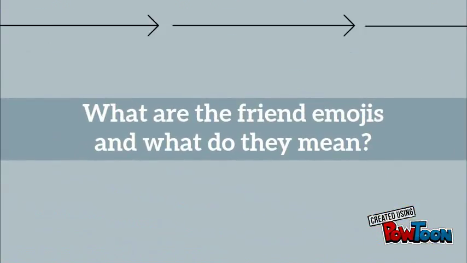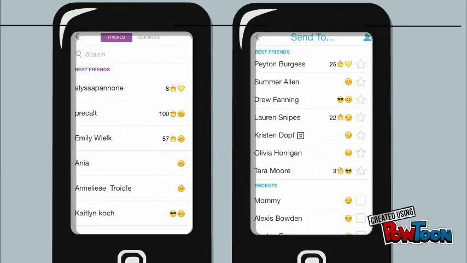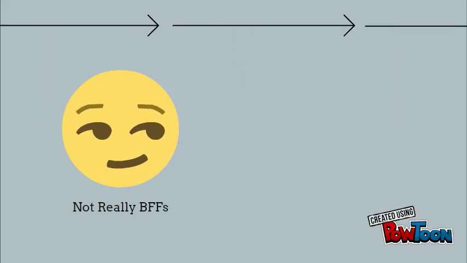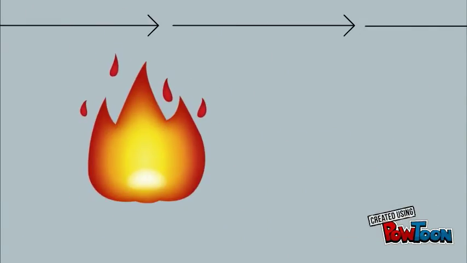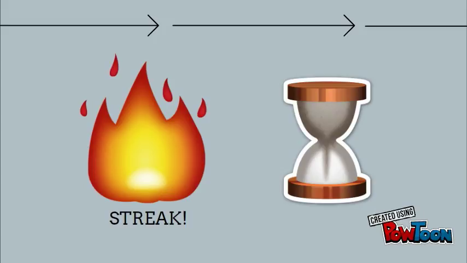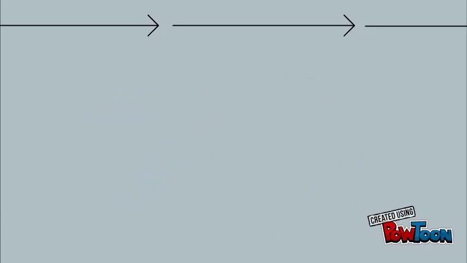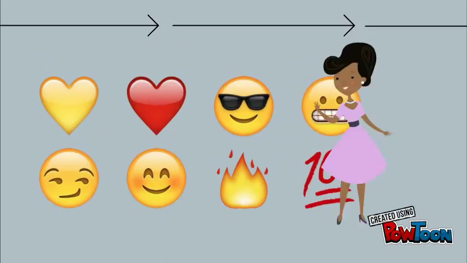What are the friend emojis and what do they mean? Snapchat displays a whole bunch of different emojis next to your friend names, and they have all different meanings. Some of the common ones include the smirking face, which means you're one of their best friends, but they're not one of yours. The yellow heart, which means you're number one best friends with each other, and you spend the most snaps to this person, and they send the most snaps back to you. The fire emoji, which means you're on a snap streak, which basically means you snap this person every day and they snap back to you. And the hourglass, which is basically if your Snapchat streak is about to end. So as I mentioned previously, there's a lot of different emojis and they mean a whole bunch of different things.